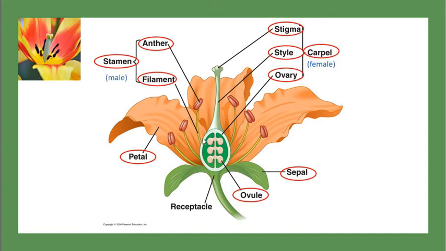So the male structures that produce pollen, the pollen contains the sperm. Those are made in the anther. You have the stigma. Stigma is sticky. Just remember that. Sticky stigma. The style, holding it up. And then the ovary down at the base. Now let's see what all of this does.